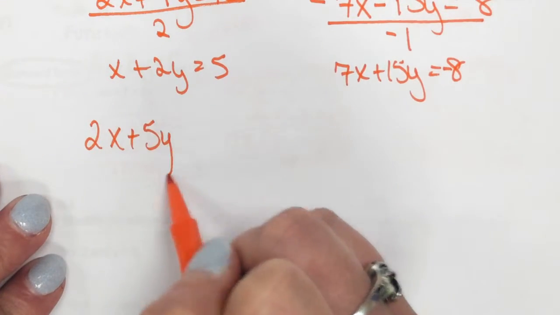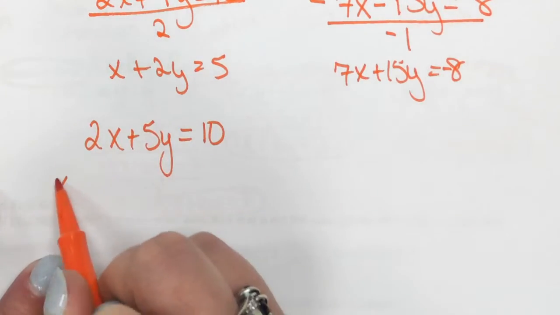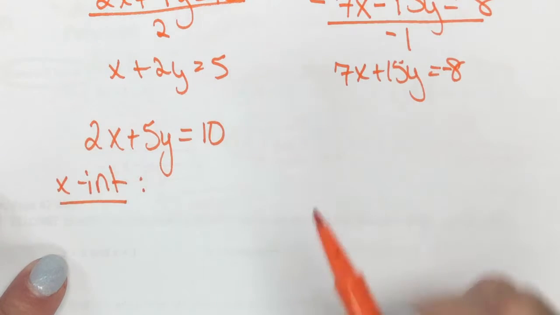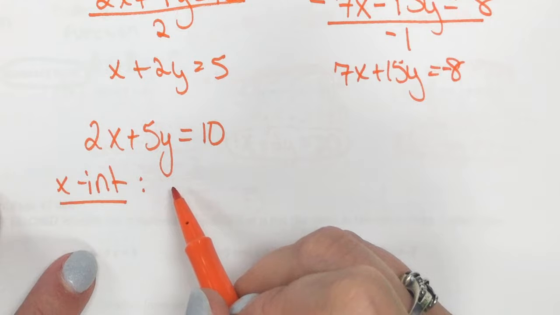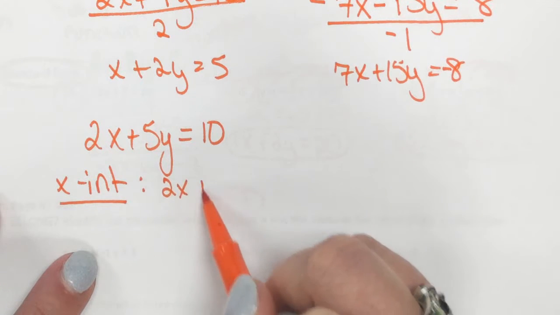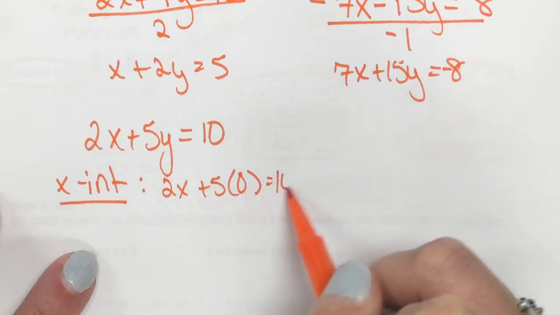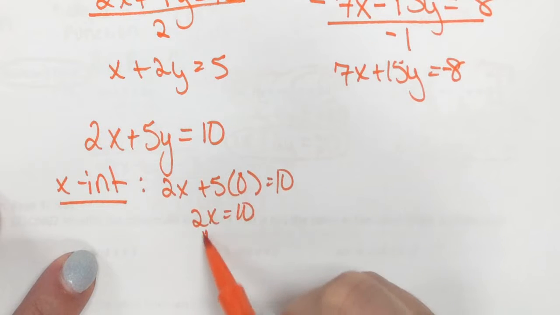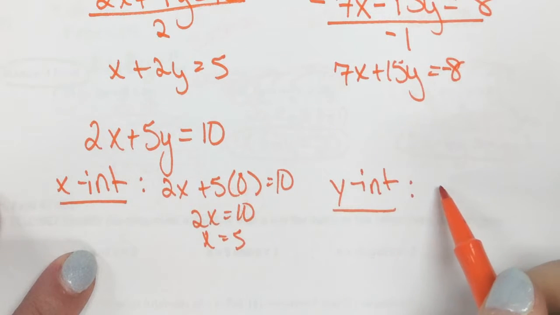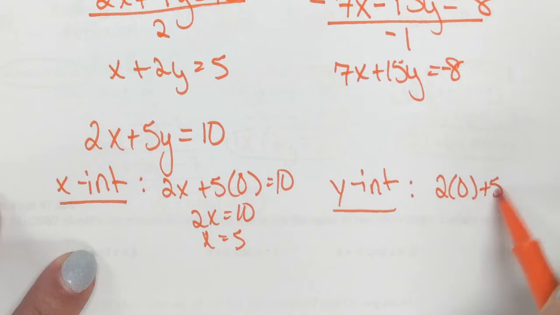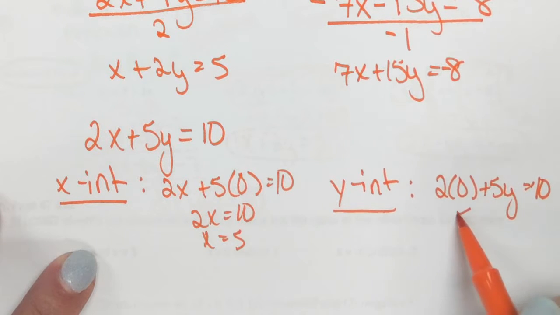Alright, what about this one? 2x plus 5y equals 10. I gotta find the x-intercept. You remember how to do that? The x by itself. Where do you plug in 0? For the y. Very good, because you gotta have x left. So it'll be 2x equals 10 and x equals 5. What about the y-intercept? Put 0 in for x. There you go. y equals 2.